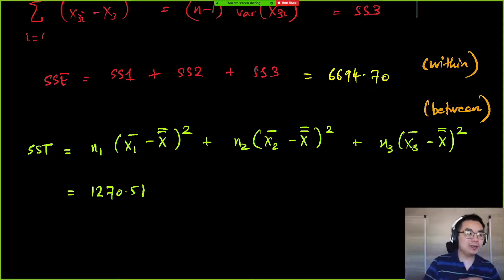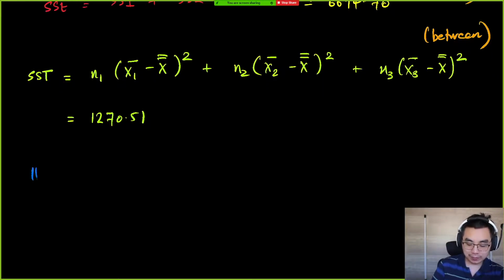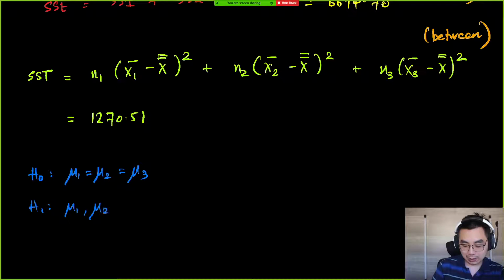So the idea here is we figured out the within group variation and the between group variation, and now we just need to normalize it to calculate our F statistic. So remember the test that we're trying to do here. The test is the following: H0, mean 1, mean 2, and mean 3 are the same, whereas H1, one way of writing it is something like this.